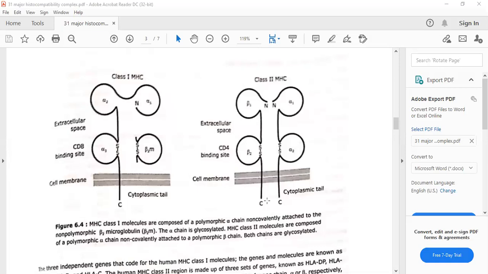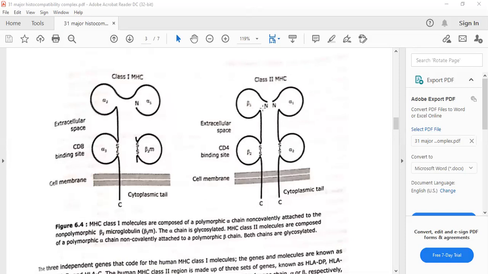I must share the screen so that the students can know the structure of the MHC class 2 molecule. It has alpha 1 and alpha 2. Four domains are there. Alpha 1 is here in a single chain, and beta is the next chain. Two chains, the beta chain and the alpha chain, and four domains: alpha 1, alpha 2, beta 1 and beta 2.